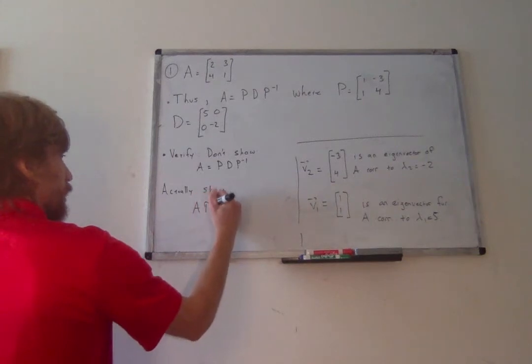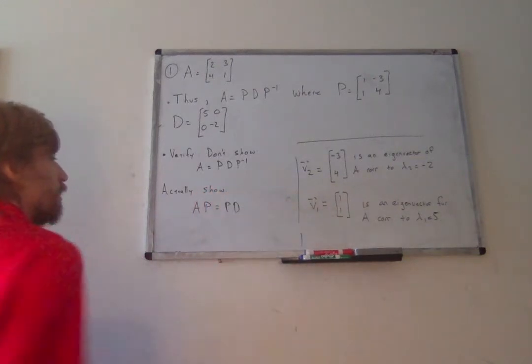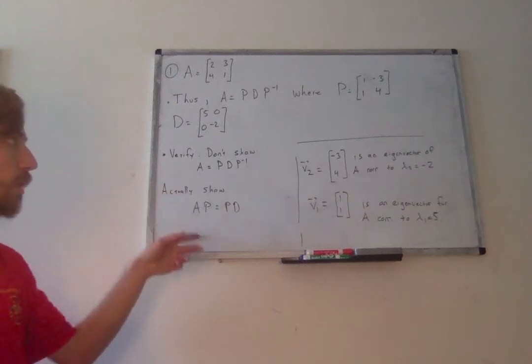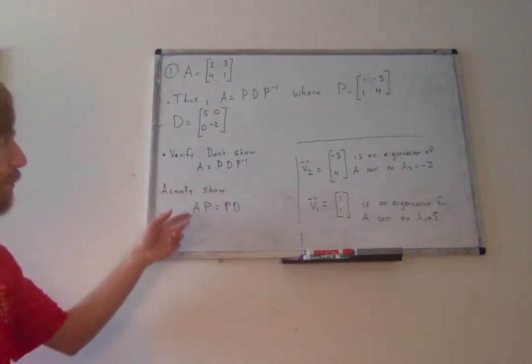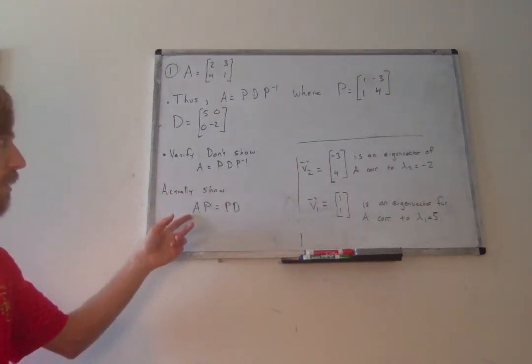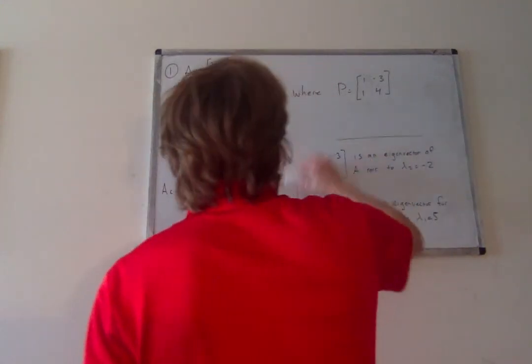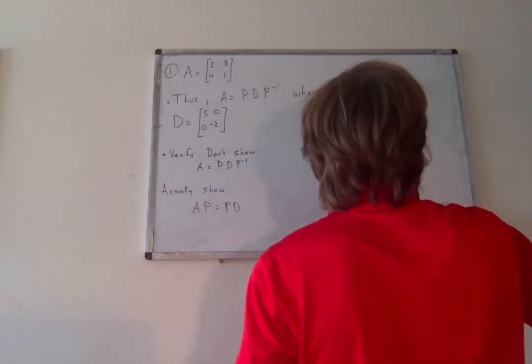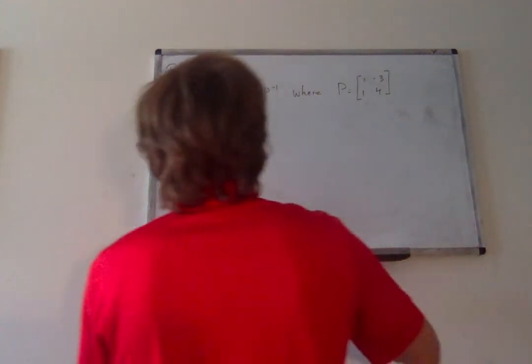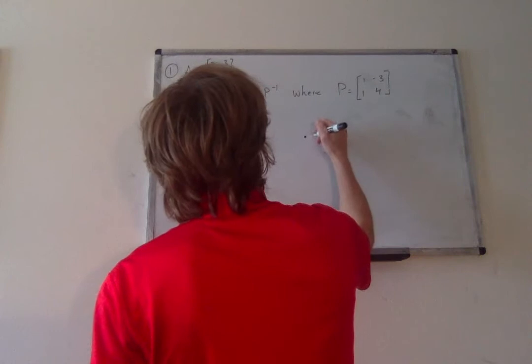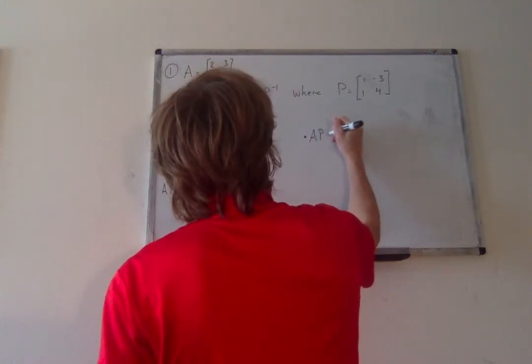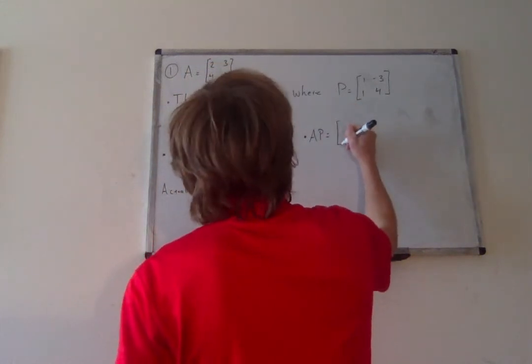You should actually show that A times P is equal to P times D, because this is equivalent to this, since we already know P is invertible. And this is a lot easier to show. I'll show you quickly why: it's the same amount of matrix multiplication, but we actually don't have to calculate any inverses.